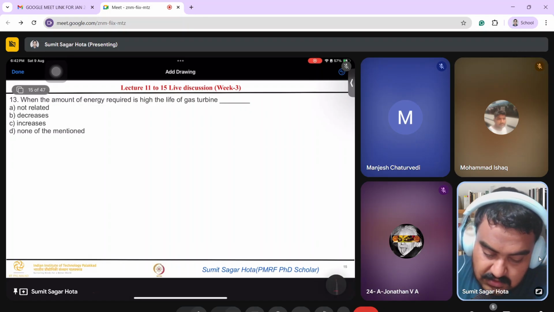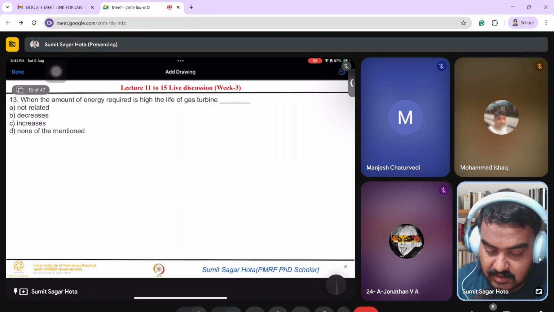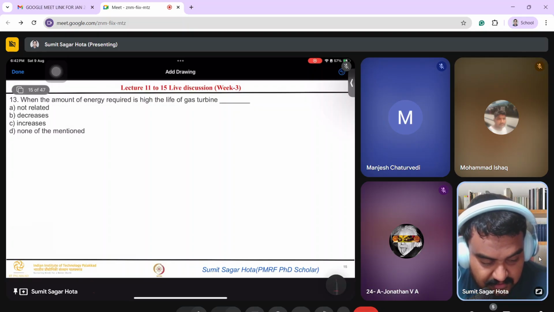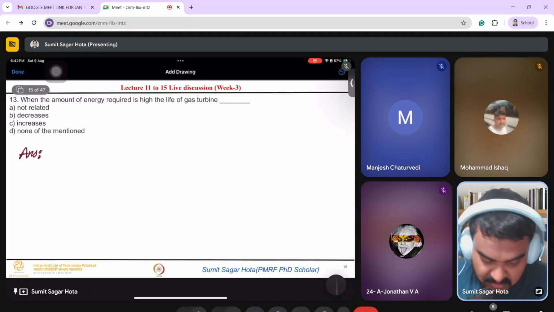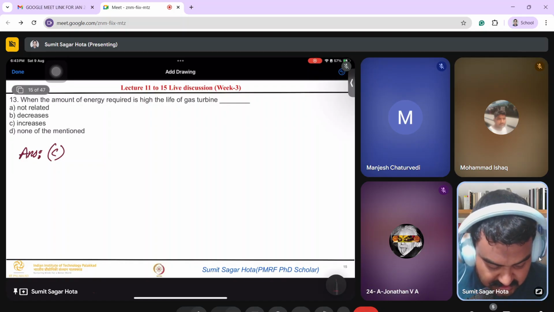That means if you are operating a gas turbine engine or any kind of engine under high load, then obviously the life of the engine is going to decrease. If you are riding a bike and you are riding every time at heavy speed, then obviously the life of the vehicle will be less. So there may be some problems, especially in the engine, or you have to do regular maintenance of the engine.